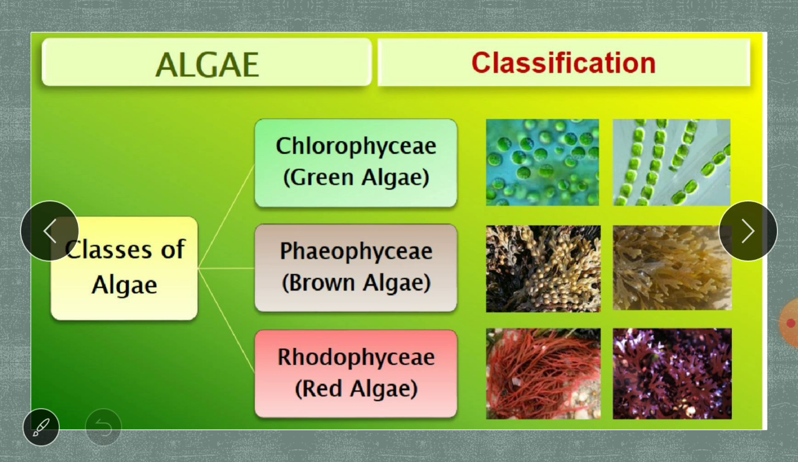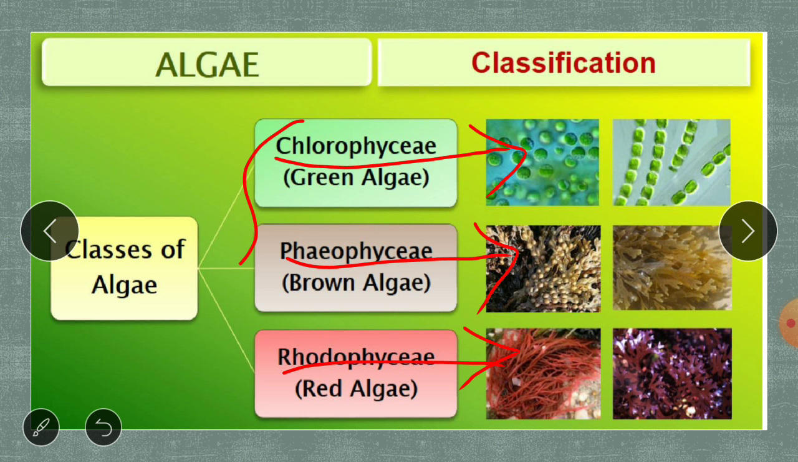In the next video, we will be studying the different types of algae, as algae are further classified into three groups: Chlorophyceae, the green algae; Phaeophyceae, the brown algae; and Rhodophyceae, the red algae. These are the subclasses, that is the subdivisions, of algae. About these three types, we will be studying in detail in the next video.